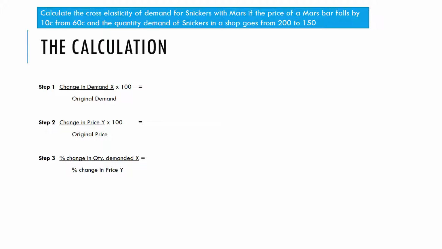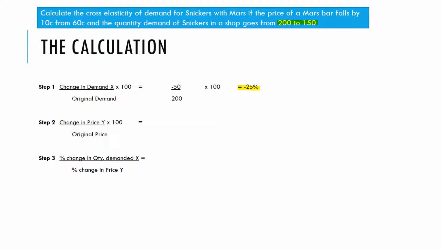Well, we can work out the answer here. So let's first of all start with the change in demand for good X. The change in demand here relates to Snickers, and we can see that the quantity demanded has gone from 200 down to 150. So that's a fall of 50 over the original 200. So that's a 25% decrease in the demand for Snickers.